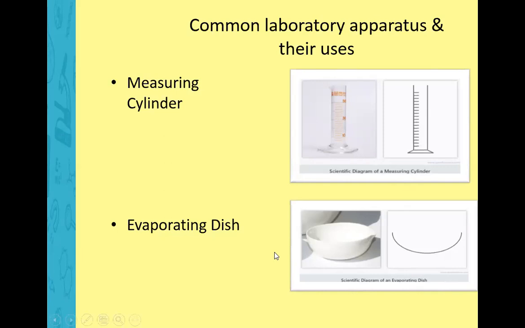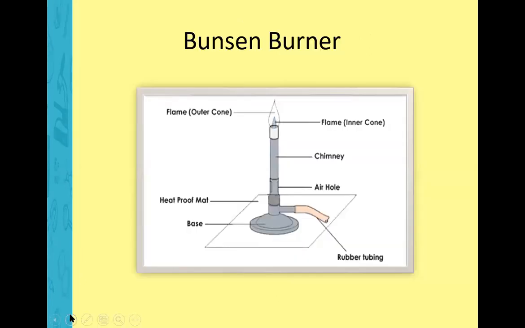Right, next is our Bunsen burner. This diagram shows that many different parts are labeled. Let me first explain what the Bunsen burner is and why it is used. It is used for heating chemicals, and it is named after Robert Bunsen, who first invented it.